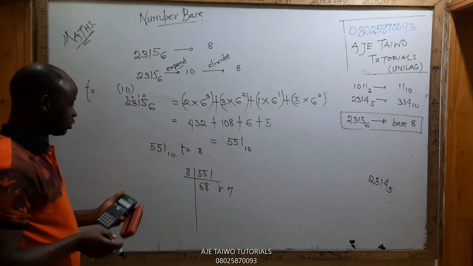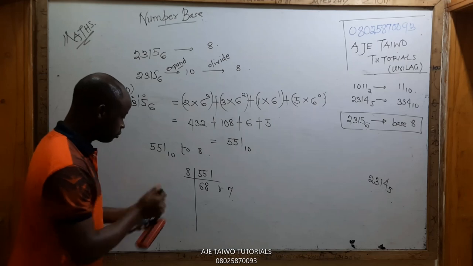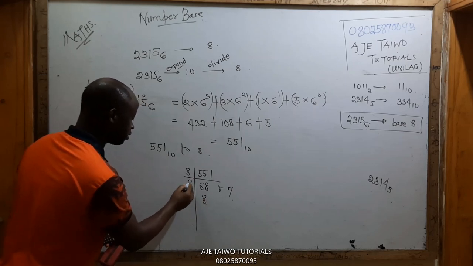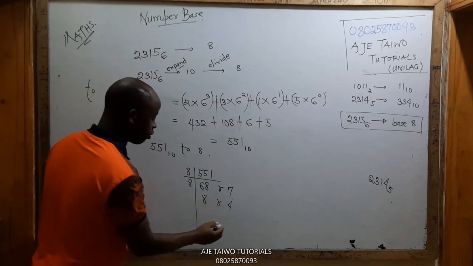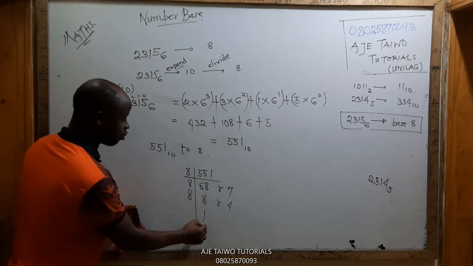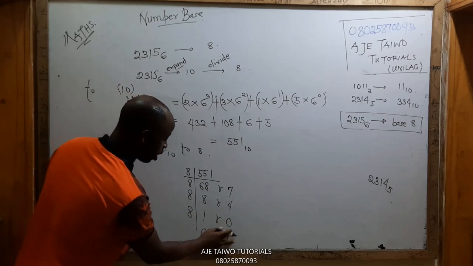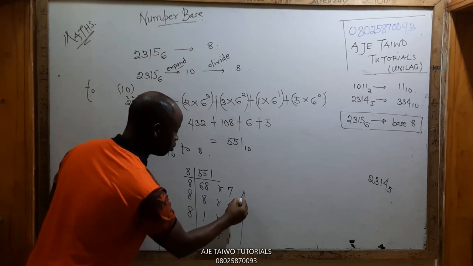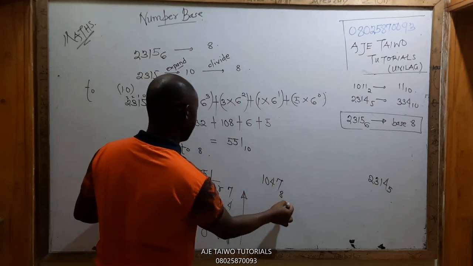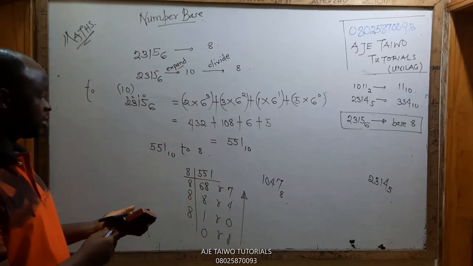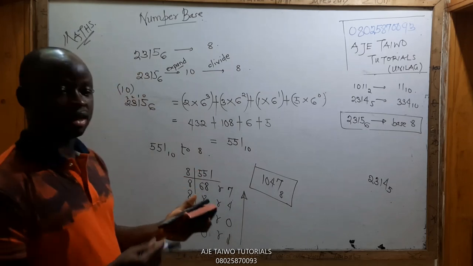Then again, 68 divided by 8 is 8. 8 times 8 is 64, so the remainder is 4. Then 8 divided by 8 is 1, remainder nothing, and then the 1 comes down. So the answer is 1047 in base 8. Please take note of that.